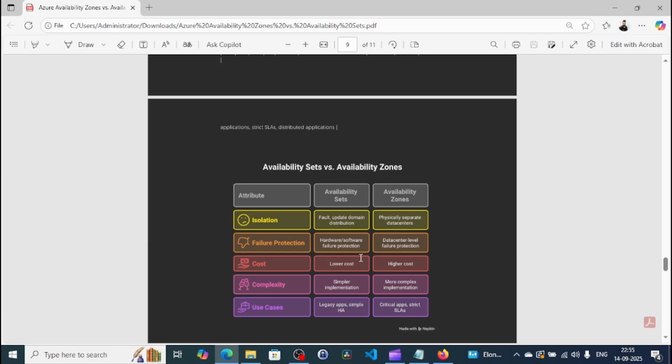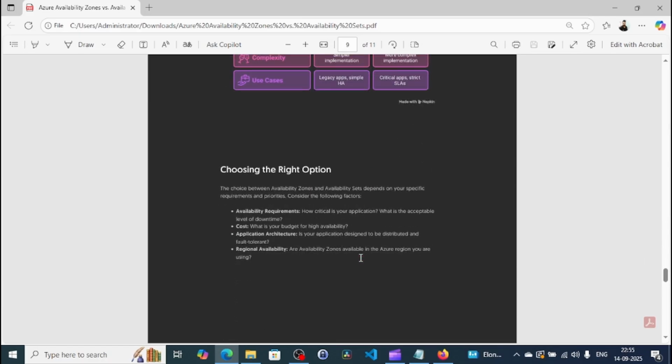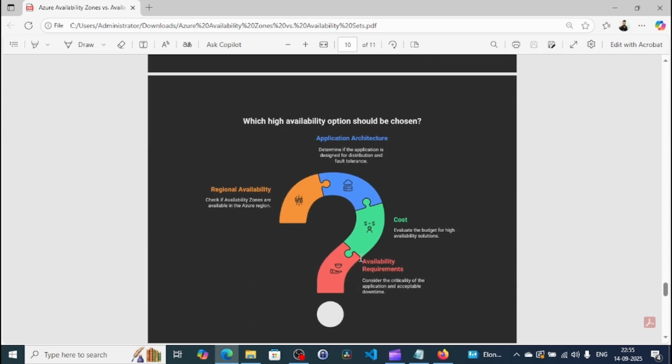So, which one should you choose? Ask yourself these questions. How critical is your application? If downtime is unacceptable, then choose availability zones. What's your budget? If cost is a concern, then availability sets are cheaper. Is your app modern and distributed? If yes, then availability zones fit better. Is the service available in your region? Some Azure regions don't yet have zones.